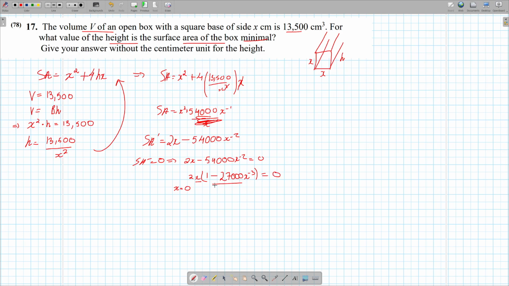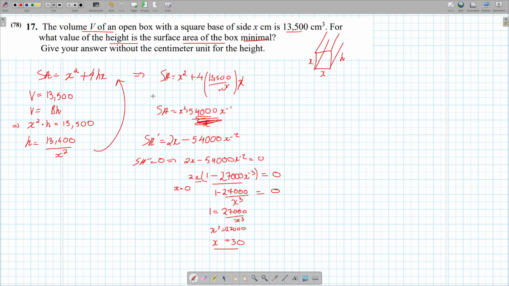And here you're going to get what? Let's solve it. 1 minus 27,000, I'm going to make x positive, right? Because I'm actually solving the equation now. Equals 0. Take this to the other side. It's going to be 1 is equal to 27,000 over x cubed. Cross multiply, you're going to get x cubed is equal to 27,000. And you're going to find the cube root of 27,000, which is 30. Okay, so you get x equals 30.